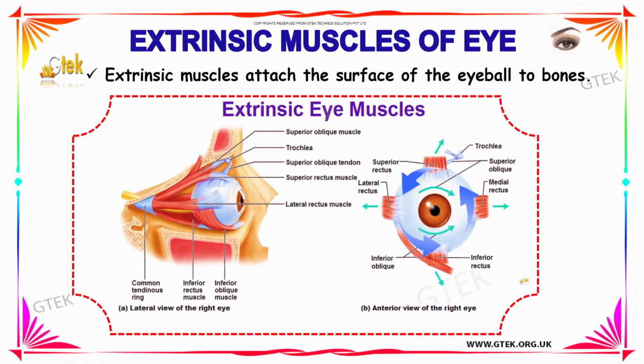Next we are going to see the extrinsic muscles of an eye. The extrinsic muscles that attach the surface of the eyeball to the bones of the skull are as follows. In your lateral view, you can see that you have a common tendinous ring over here. Then you have an inferior rectus muscle, inferior oblique muscle. These are the muscles which bind your eyes to the socket of the skull.